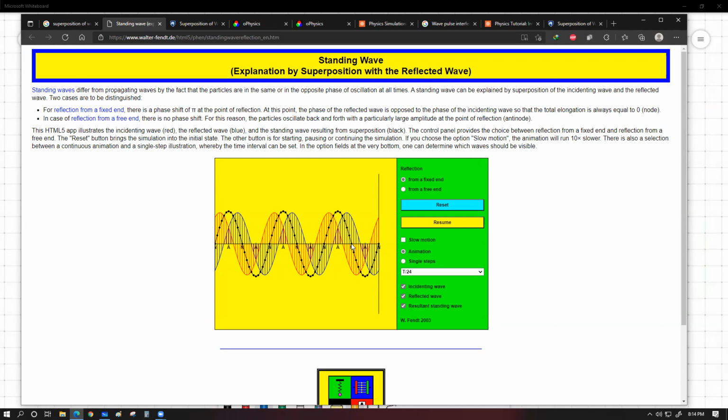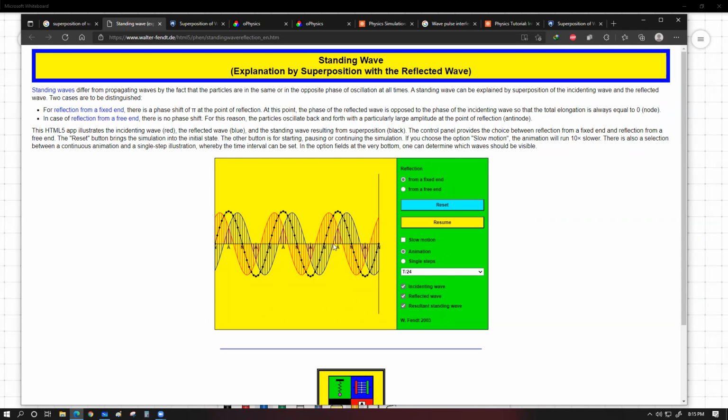Net displacement of particles in the node positions is always zero because they are experiencing equal and opposite displacement. Equal and opposite displacement from both the progressive waves. এই লজিকটা বুঝা যাচ্ছে কিনা?